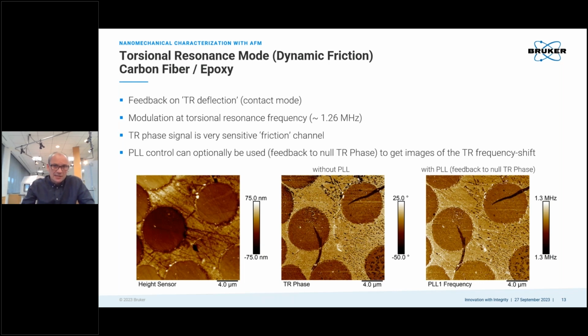As it is a resonance technique, we can also consider adding a phase lock loop control to this, which basically will shift the frequency until the phase becomes zero, sort of a phase feedback loop, and then display the phase image and the frequency image, which is shown here on the right. The interest of doing that could be that the frequency image could give you an even better signal to noise than the phase image. Again, as a dynamic friction.